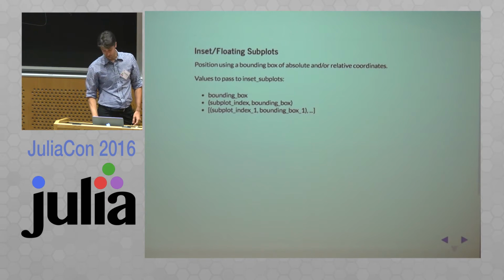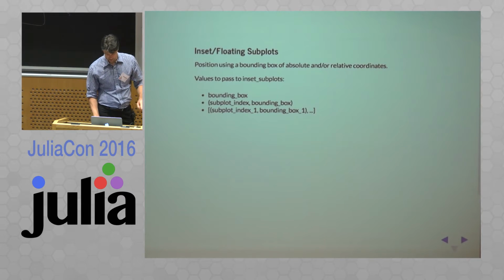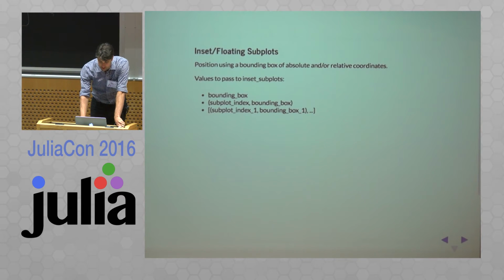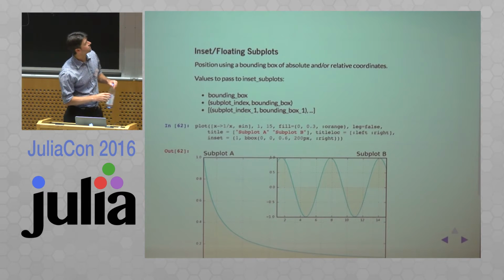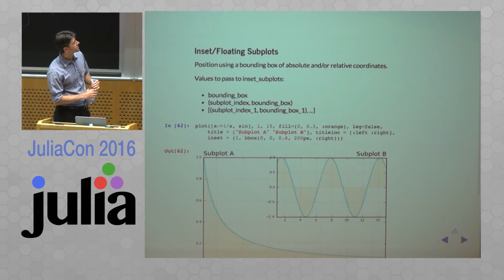This is a fairly recent addition: being able to put plots within plots. Here's an example of that. I've added inset equals, which is actually an alias for inset subplots. In this case I'm just doing one, but you could also pass a vector of these mappings. At the very bottom, with that inset equals, I'm saying I want the parent of this subplot to be the first subplot, which is subplot A.